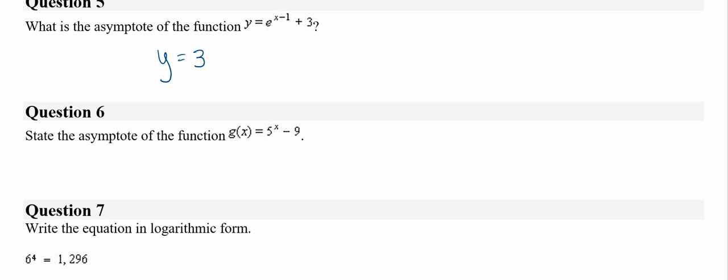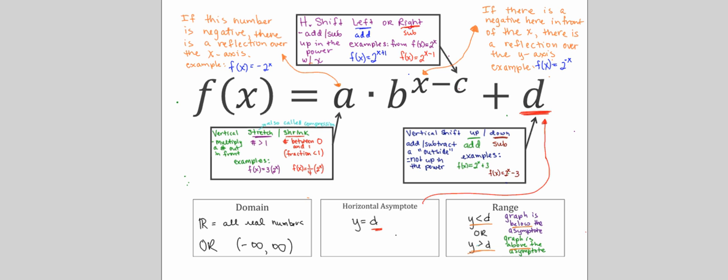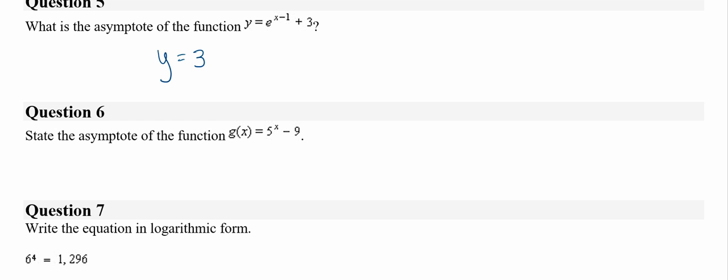Now the other way of telling is, if you remember, we had this cheat sheet right here. The asymptote is actually that number on the end that's being added or subtracted. So right here, if you look at the equation, that 3, because it's plus 3, is going to be the asymptote. It moved it up 3, so that would be the asymptote. If it was subtract 3, then it would be y equals negative 3. So the sign goes with it.